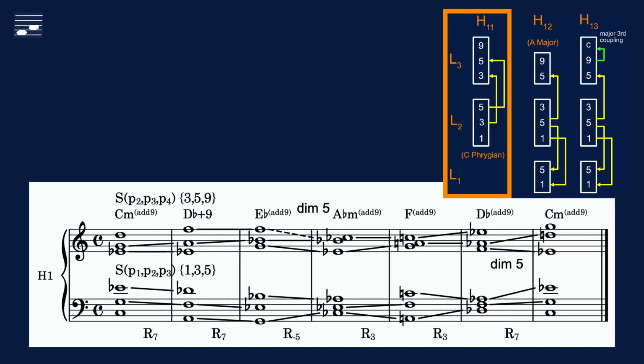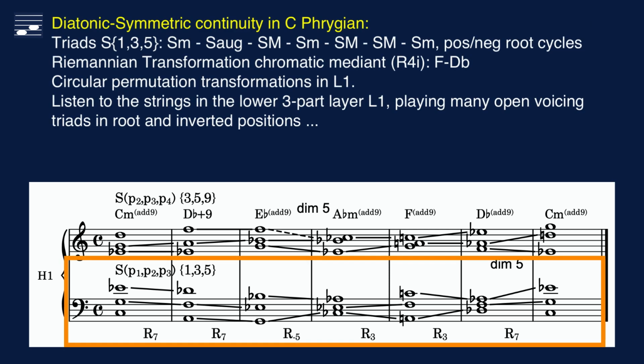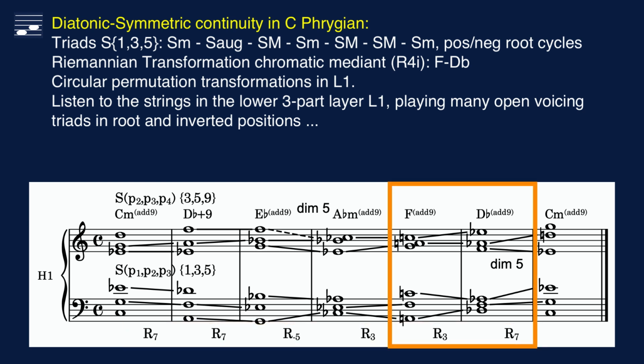The diagram shows the strata harmony scheme, with lower chordal functions at the bottom and the extensions in the top layer. Here's the series of minor, augmented and major triads in the bottom layer, and the progression with both positive and negative diatonic root cycles. This continuity yields another chromatic median pair, and this layer voice leading is based on circular permutation transformations in both directions. Strings play a number of open position voicings.